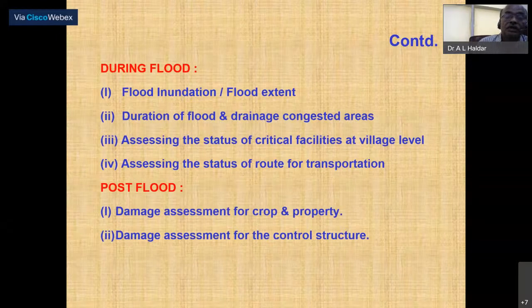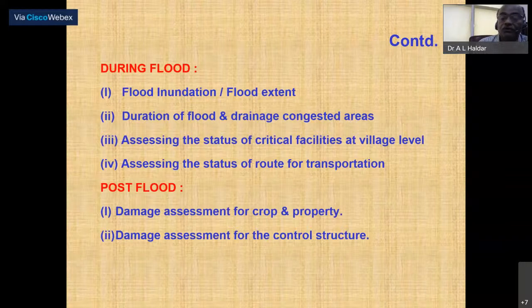During flood, what will you do? You have to map the flood inundation and flood extent because at that time, during the flood, you cannot get optical data, you have to depend on radar data. And obviously, India is very much independent to have this type of plan. You have to know the status of critical facilities so that people can be shifted from there peacefully to be safe.